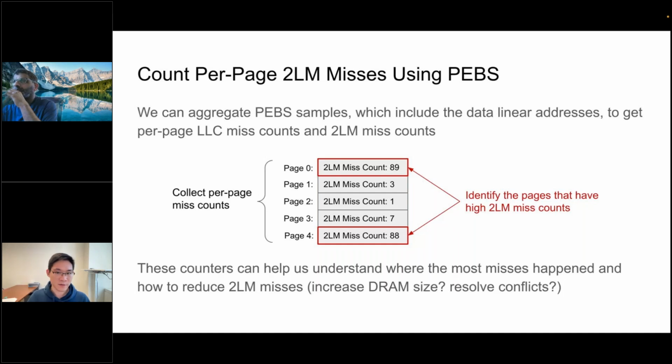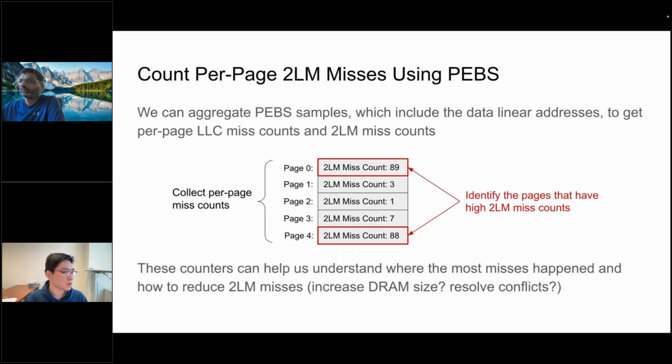And this is very useful because this can help us identify the pages that have high 2LM miss counts, which can also help us understand where the most misses happened, and that also indicates how we can reduce the 2LM misses. So maybe we need a larger DRAM, or there are some conflicts that we can resolve by moving pages around.